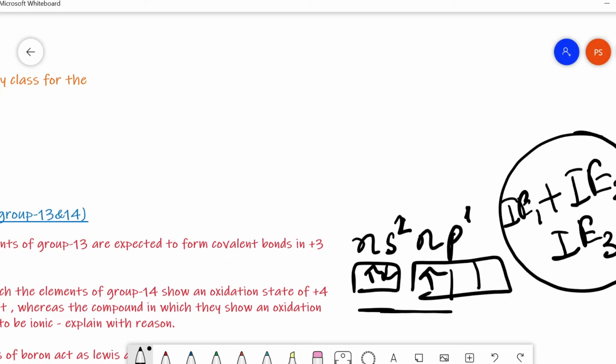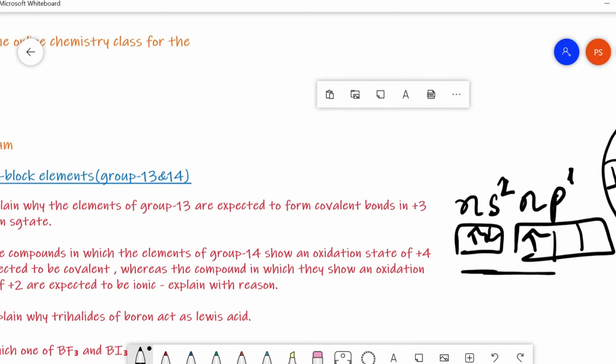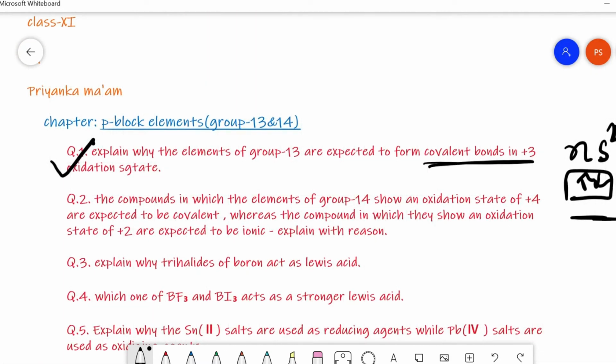Now, the total amount of ionization energy becomes so excessively high that this entire process to remove 3 electrons is not feasible enough. As a result of this, group 13 elements form +3 oxidation state by sharing 3 valence electrons in covalent bond formation instead of by losing 3 electrons to form ionic bonds. That's why group 13 elements form covalent bonds in +3 oxidation state.